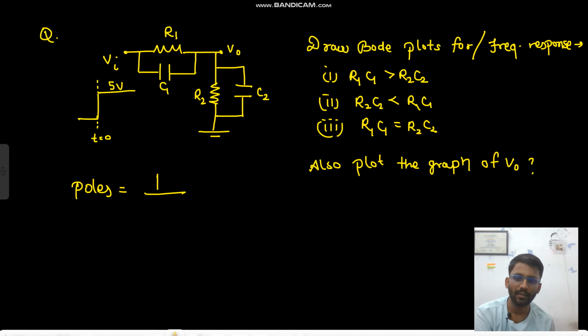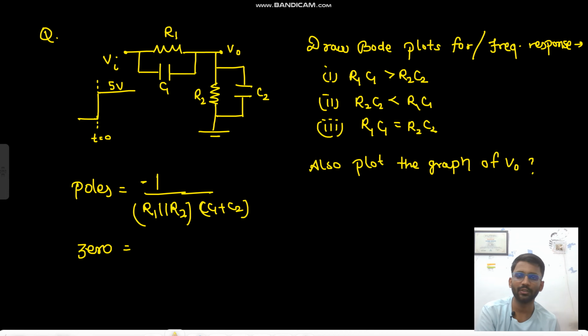The pole will be at 1 upon R1 and R2 in parallel, and C1 C2 is also in parallel, so it will be C1 plus C2, right? And you need to tell the zero. So for zero this has to go infinite, and this will go to zero at infinite frequency. So forget about this. Now only you need to consider this one. So it will be at minus 1 by R1 C1, right? That concept I have already taught, right?